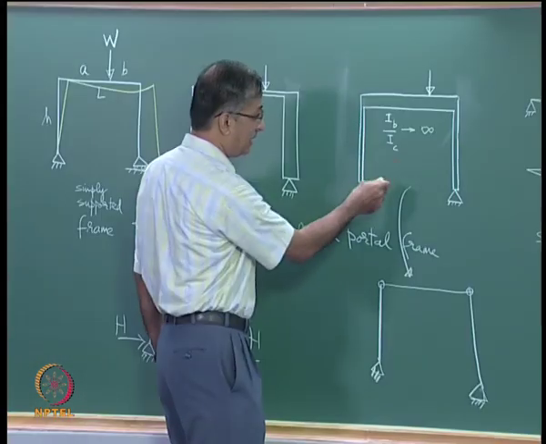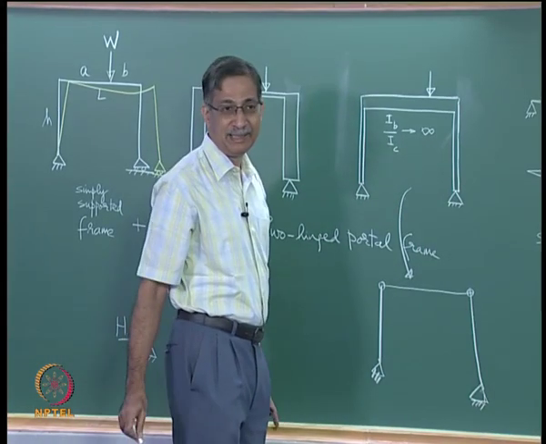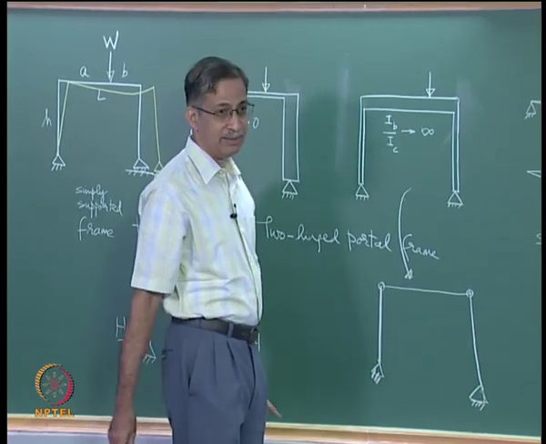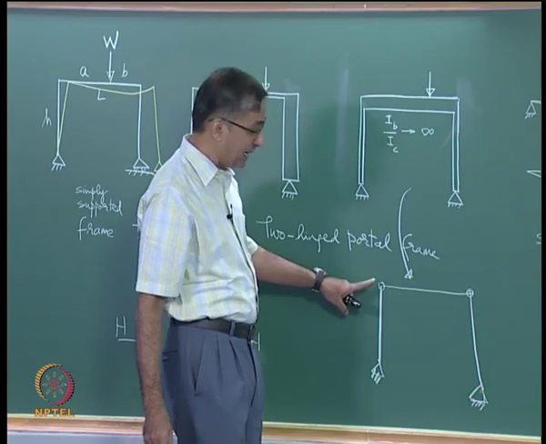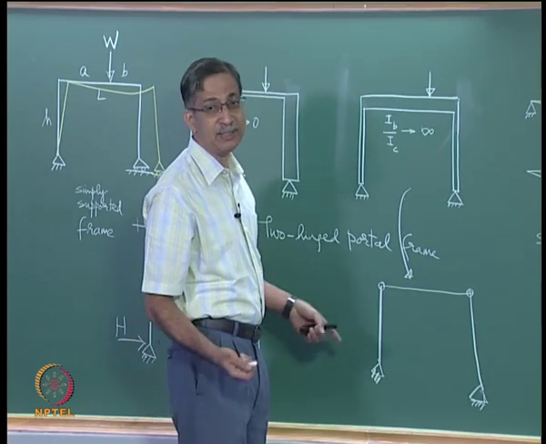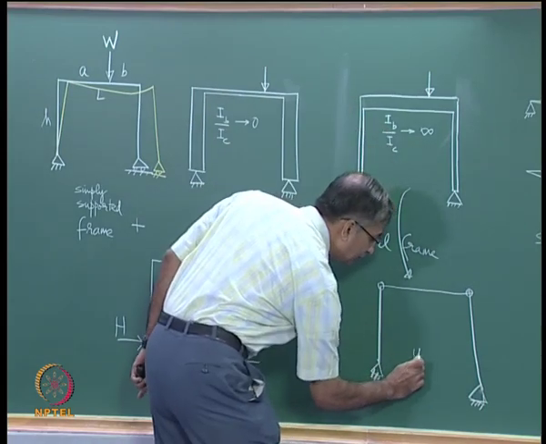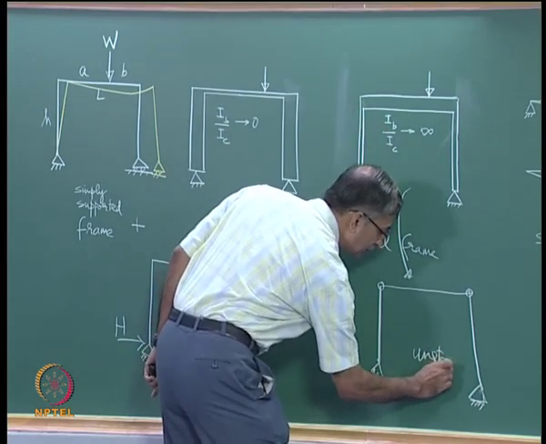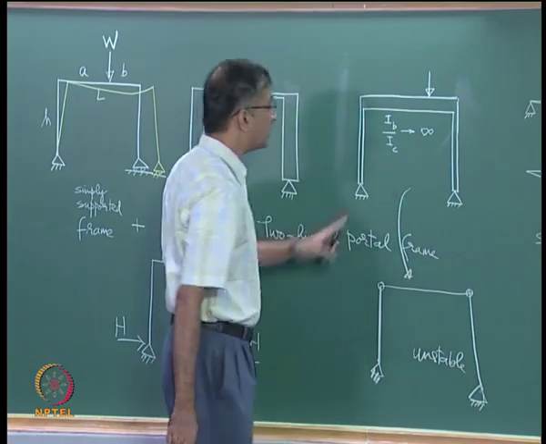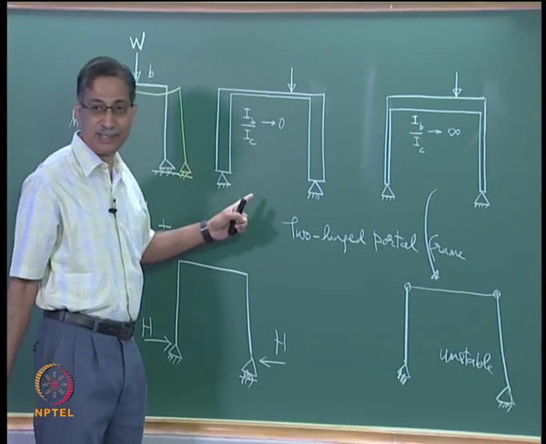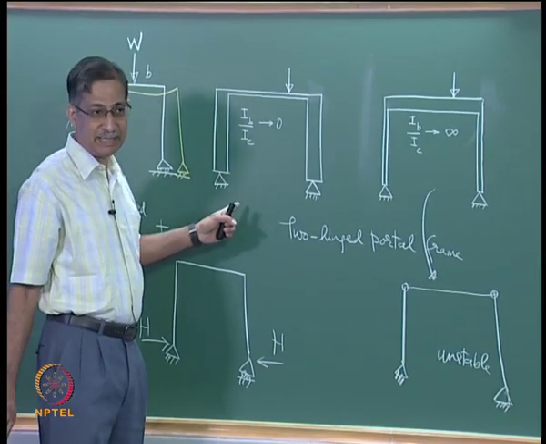If IC is really infinity, if IC is really 0, then you get a hinge here, an internal hinge here. This is not stable, so this is unstable. So this is not a good condition to have. On the other hand, this is an extremely good condition to have. This is very stable.